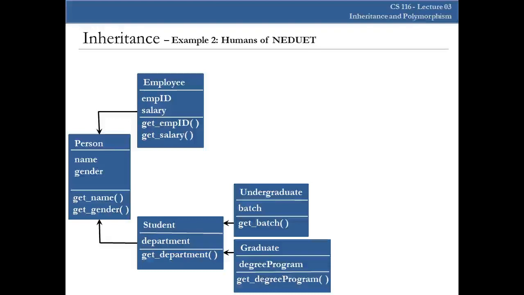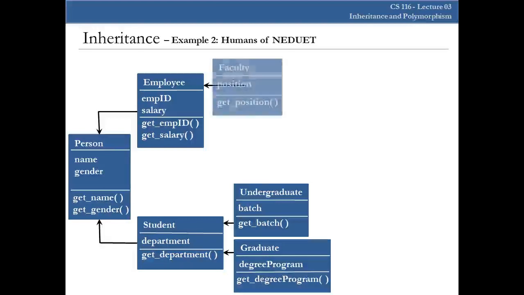So for undergraduate student, we have a specific batch. For example, you belong to batch 2019, and graduate student, he or she could be associated with some specific graduate program like PhD or masters, and then each department, they offer specialization in masters also.